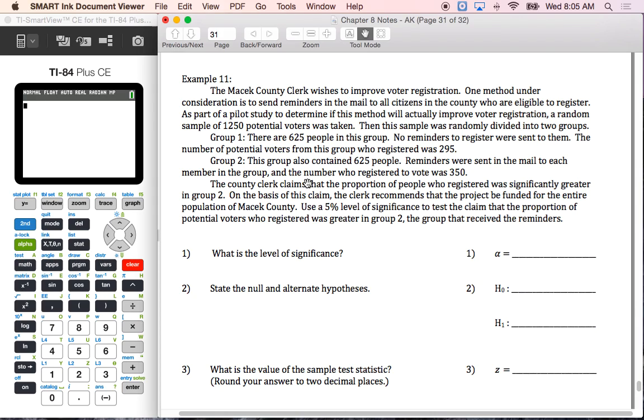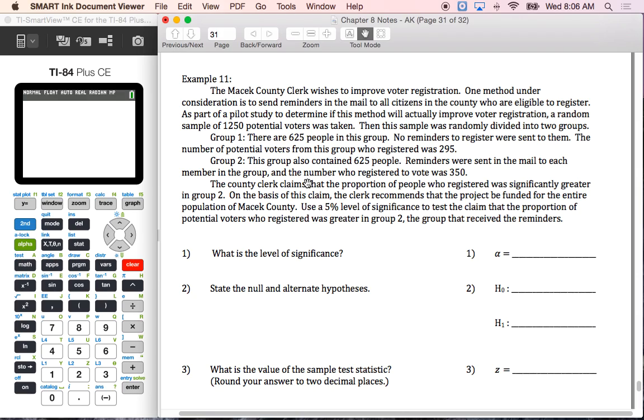So I have the Mesa County clerk wishes to improve voter registration. One method under consideration is to send reminders in the mail to all citizens in the county who are eligible to register. As part of a pilot study to determine if this method will actually improve voter registration, a random sample of 1,250 potential voters was taken. Then the sample was randomly divided into two groups. Group 1, there are 625 people in this group. No reminders to register were sent to them. The number of potential voters from this group who registered was 295.